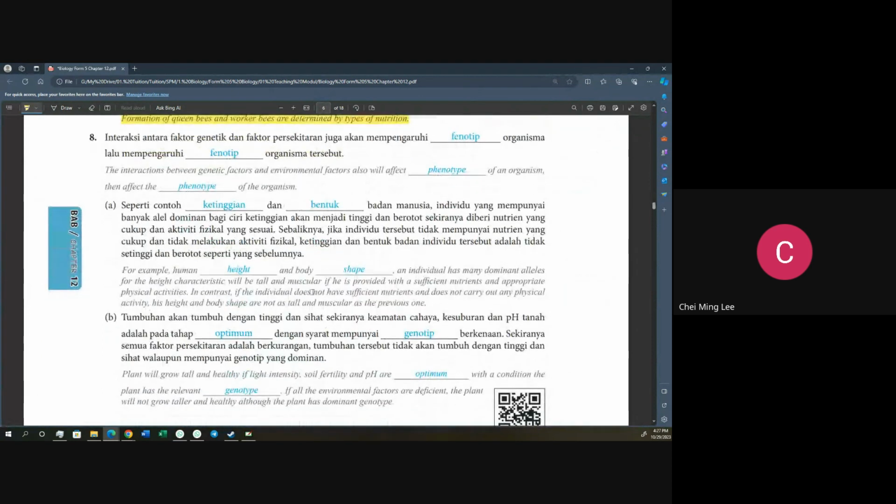Now, the interaction between genetic factors and environmental factors will also affect the phenotype of an organism.